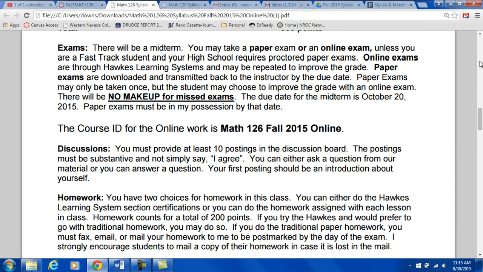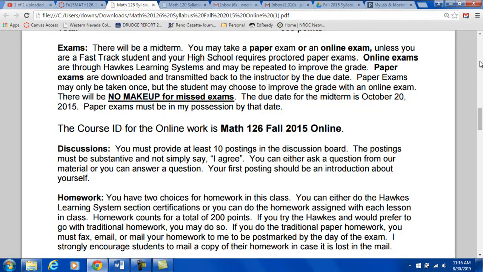Discussion. You must provide at least 10 postings in the discussion board. The postings must be substantive and not simply say "I agree." You can either ask a question from our material or you can answer a question. Your first posting should be an introduction about yourself. You can also post in the math jokes area, put some jokes in there, respond to people's jokes. That's part of building the community.